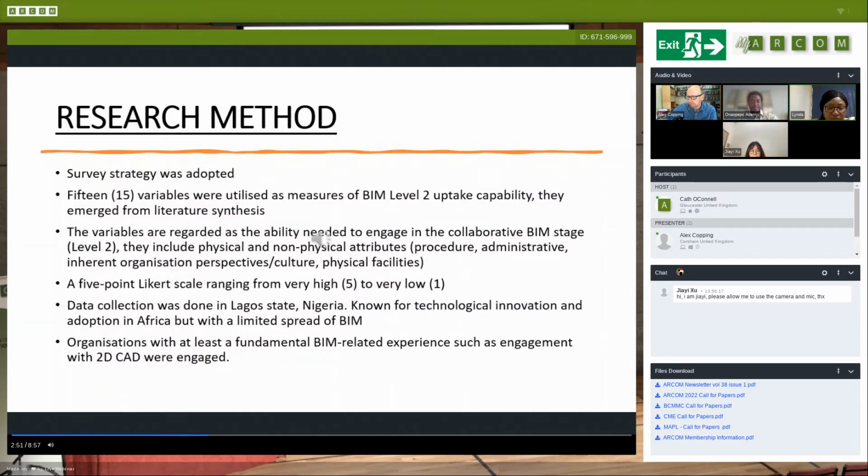A survey strategy was adopted, and the 15 variables obtained from literature synthesis were regarded as the ability needed to engage in the collaborative BIM stage, that is level 2. As mentioned, they included physical and non-physical attributes. Data collection was done in Lagos State, Nigeria, and the organizations that have at least fundamental BIM related experience were engaged in the study.